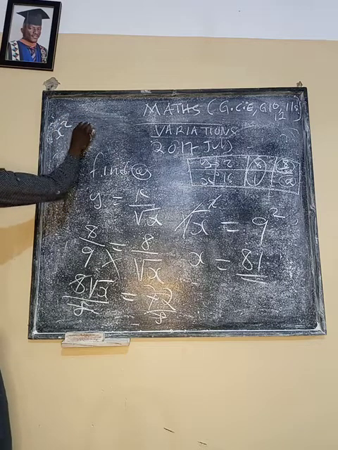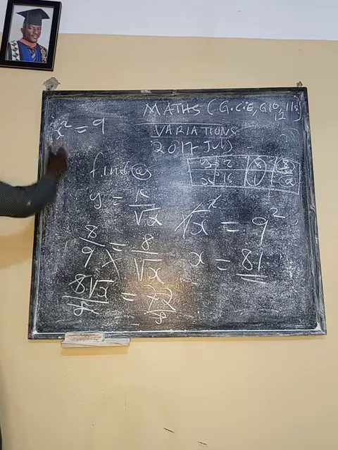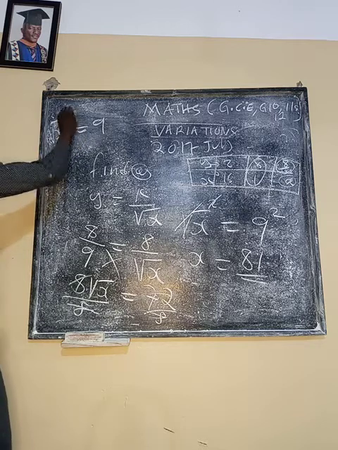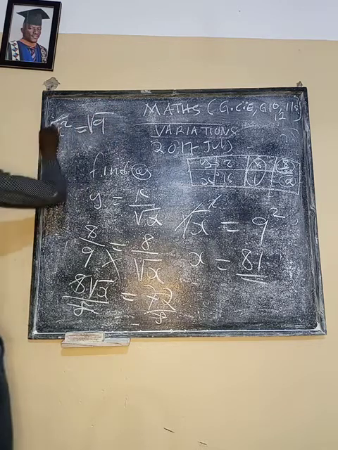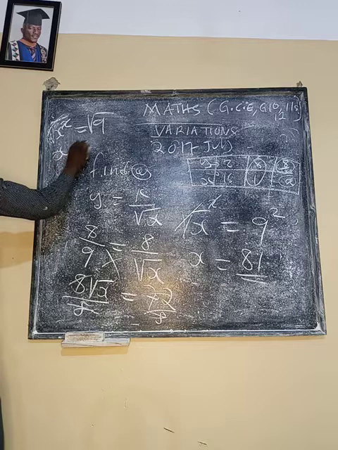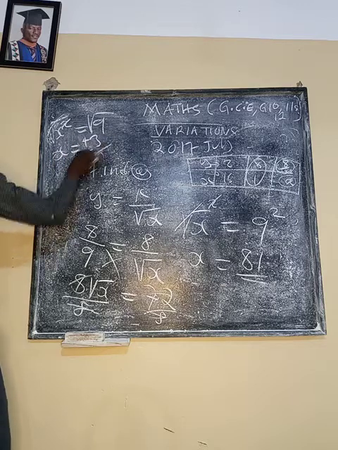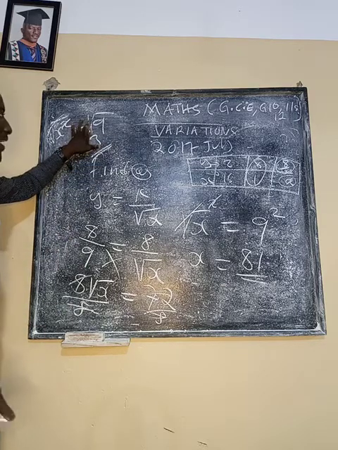x squared is equal to 9. If you've got a square, you apply the square root, the inverse. Okay? Cancel this, cancel this. x is equal to what? Positive or minus 3.